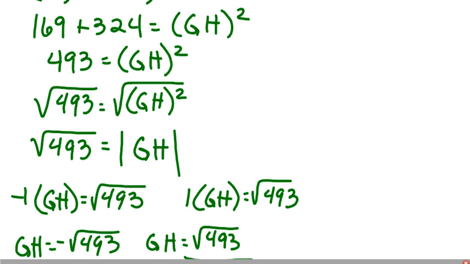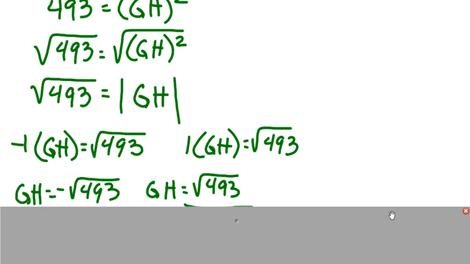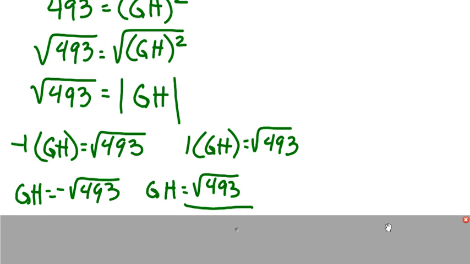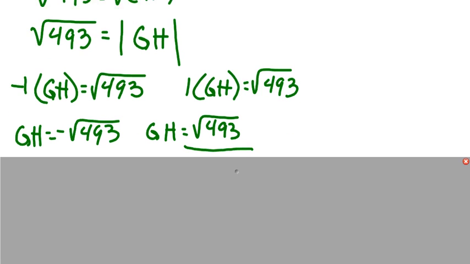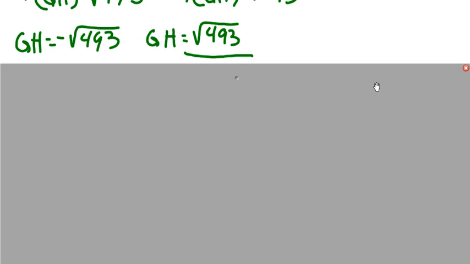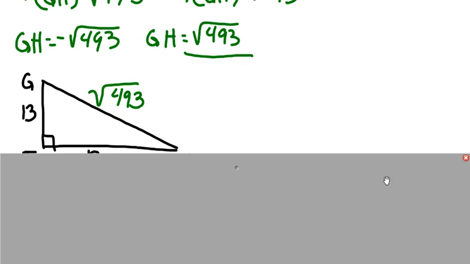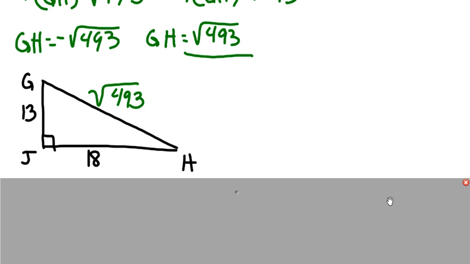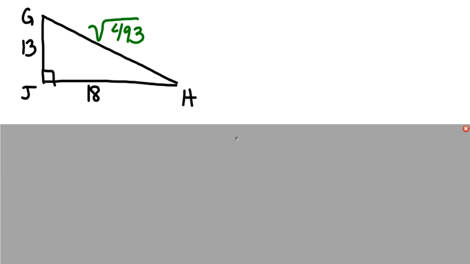We know lengths of triangles have to be positive, so we're going to have to use the length of the square root of 493 for our hypotenuse. Let's label that in our picture and use it to help find the missing sides or missing angles. So again, it's all about finding a reference. Let's say we choose angle G as our reference angle.